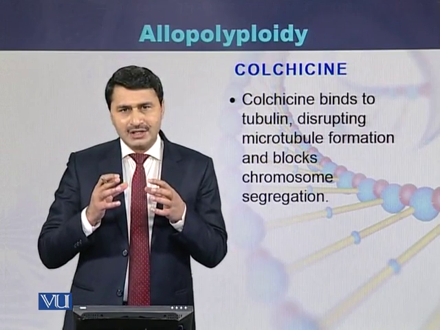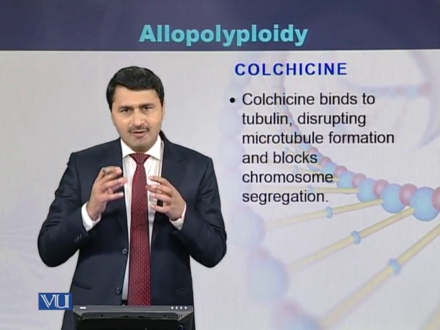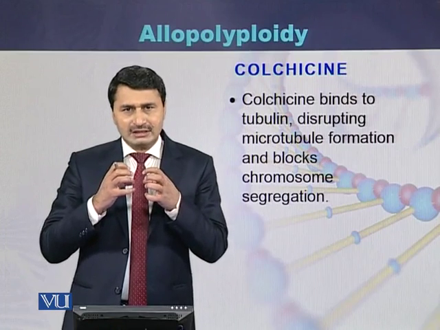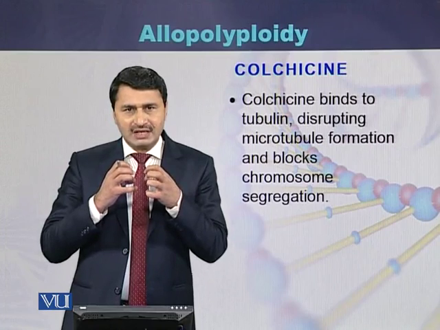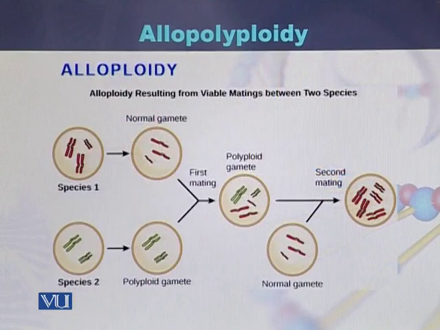Colchicine usually binds to the microtubules, or the spindle fibers. Once it binds to the spindle fibers, the homologous chromosomes or the sister chromatids fail to segregate from each other. Here we can see how allopolyploids are produced.